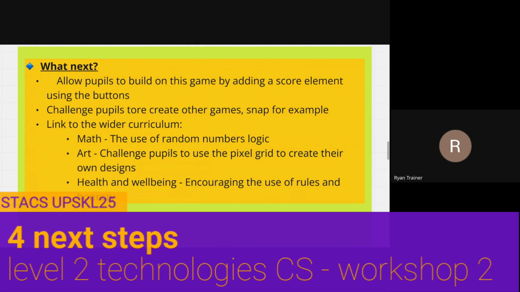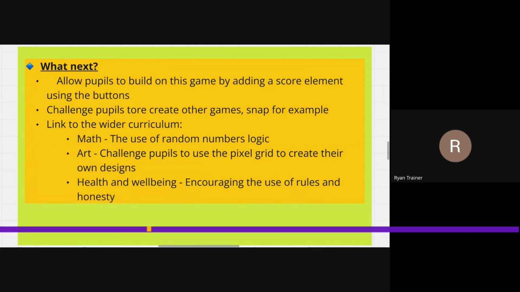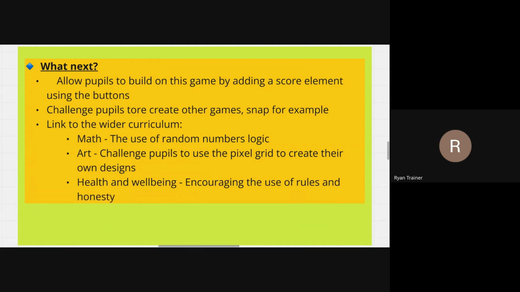So we've made the game, but once pupils have completed rock, paper, scissors, you're always going to get that question of what next. Now, there's plenty of ways to expand that learning going forward. The first thing I'd be letting them do is have a go at it and try to expand what they already know. Let them add a scoring system if they can, using the A and B buttons to track wins, losses, draws with the variables they've already created.